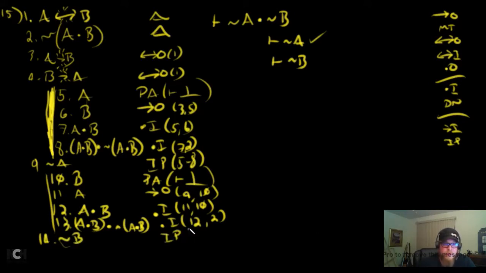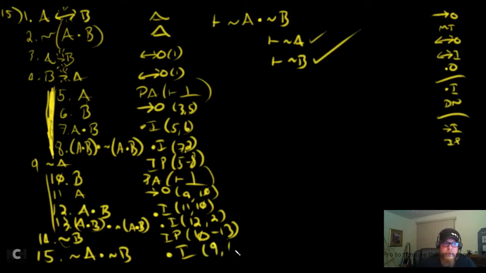Indirect proof, 10 through 13. Which means we got it. We got the two things we need. What do we need to do? And them in. That's it. Squiggle A dot squiggle B, and in, 9 and 14. We got those pieces we needed.